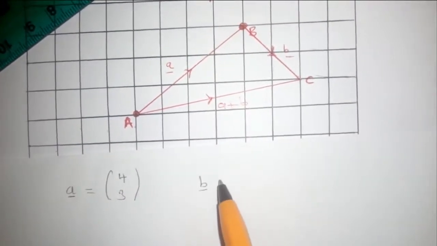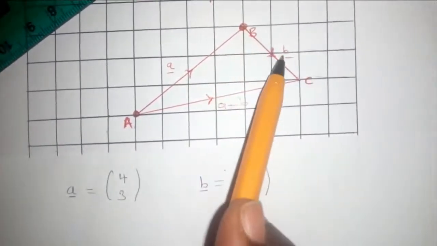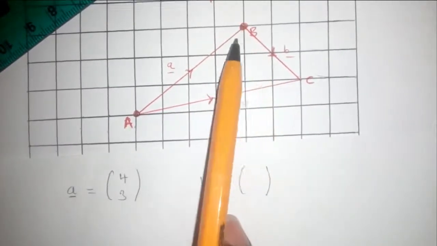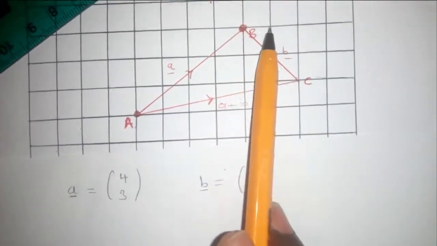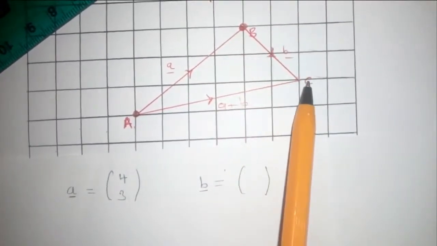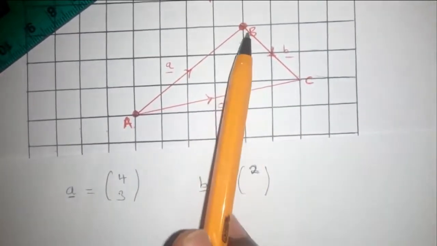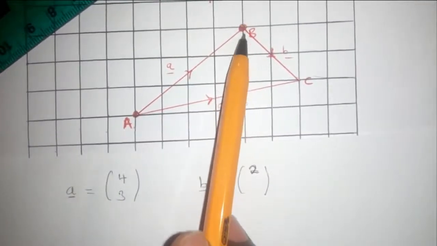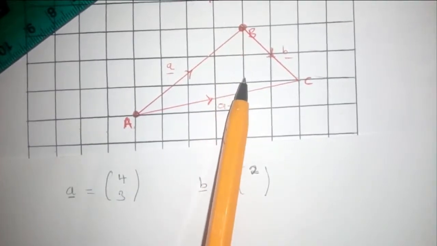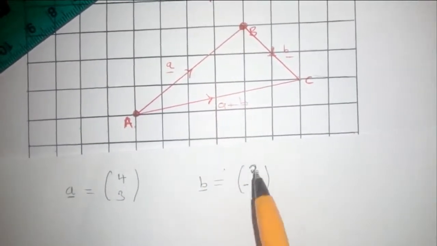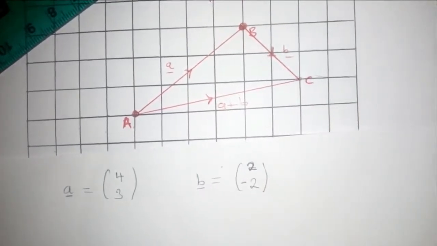What about vector B? Vector B, which is B to C. This is vector B. So from here you check. From B going along the x-axis, how many? It's 1, 2. So you write 2 following the x-axis. Now from here, on the y-axis, where are we going to meet this point? It's down. So it will be 0, 1, 2. It will be negative 2 because we're going downwards to meet this point over here. So it's negative 2.